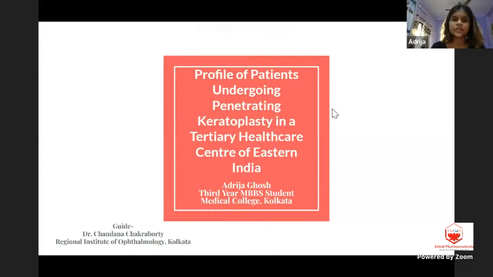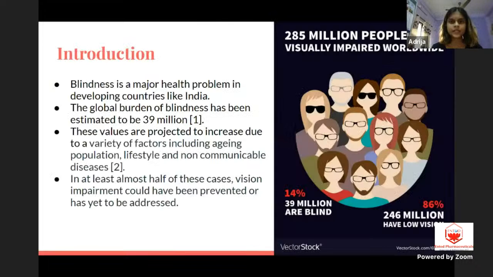Good afternoon to one and all present here. This is Adrija Ghosh. I am a third year medical student in Medical College, Kolkata. The presentation today is on the profile of patients undergoing penetrating keratoplasty in a tertiary healthcare center of Eastern India, and I was guided by Dr. Chandana Chakravarti ma'am.